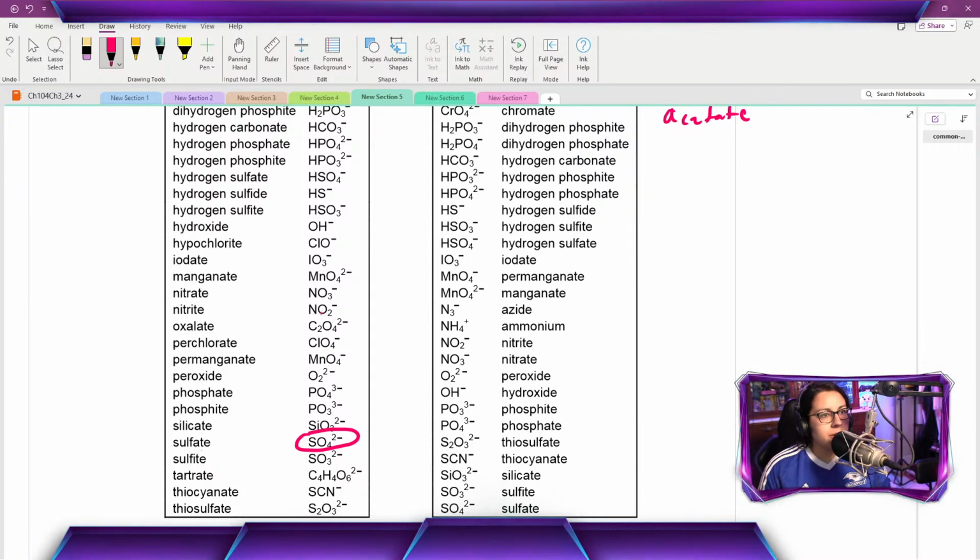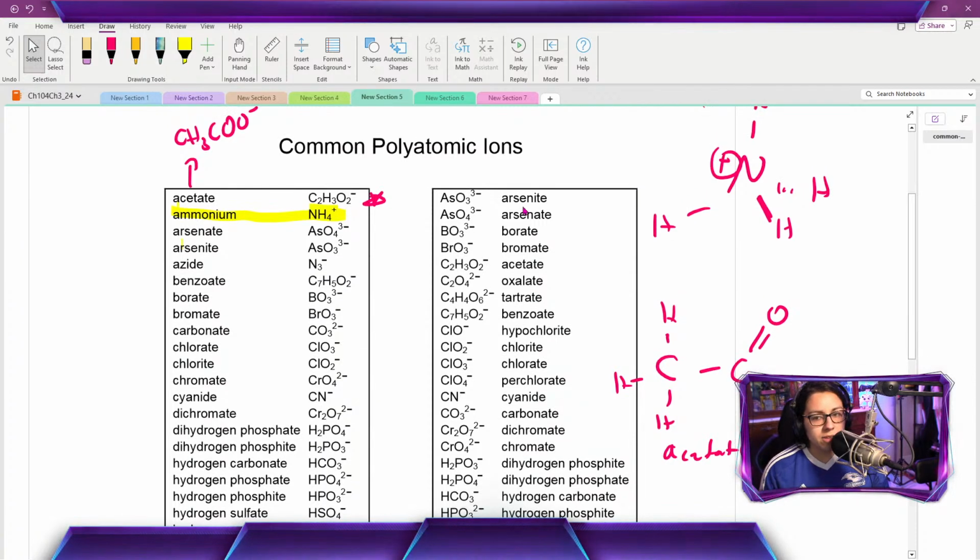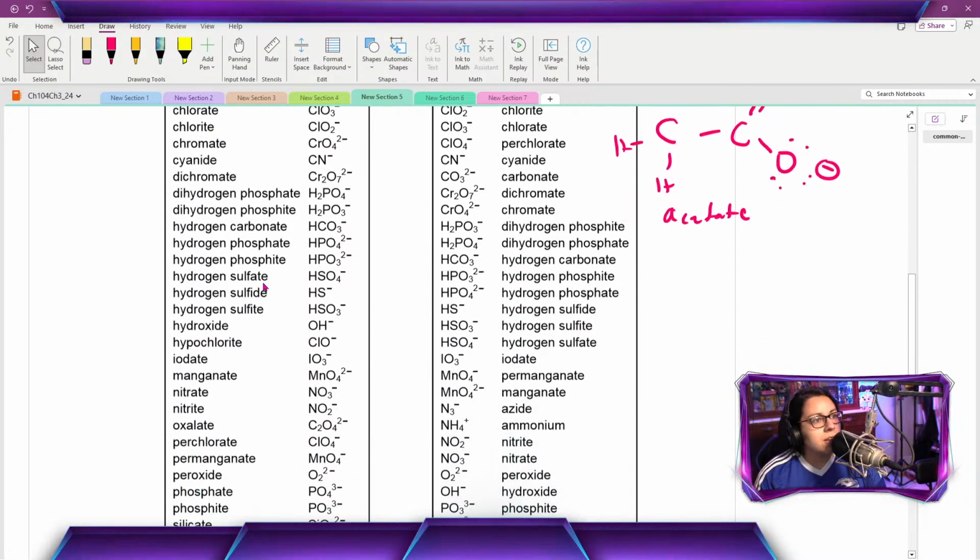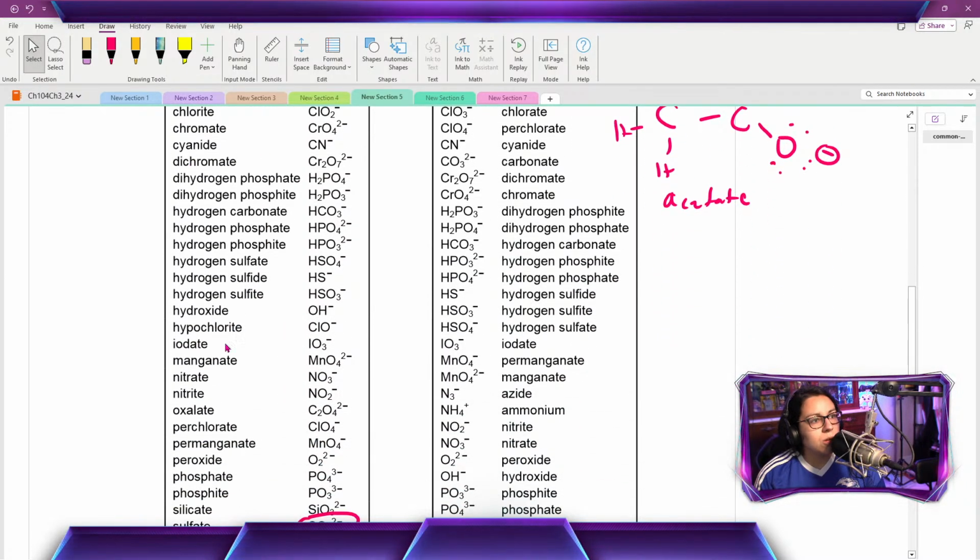And so for your exam or quiz or whatever, I would just print this out, have this handy, because you're not going to memorize all these. And I don't expect you to. So have these handy as your cheat sheet. And then this will help you name it.